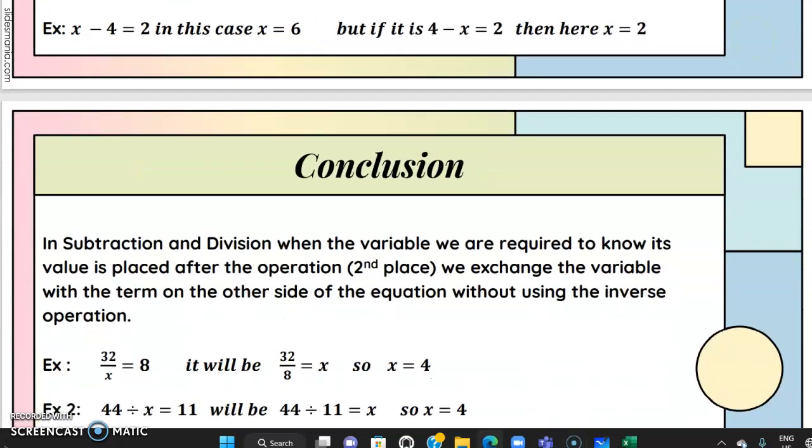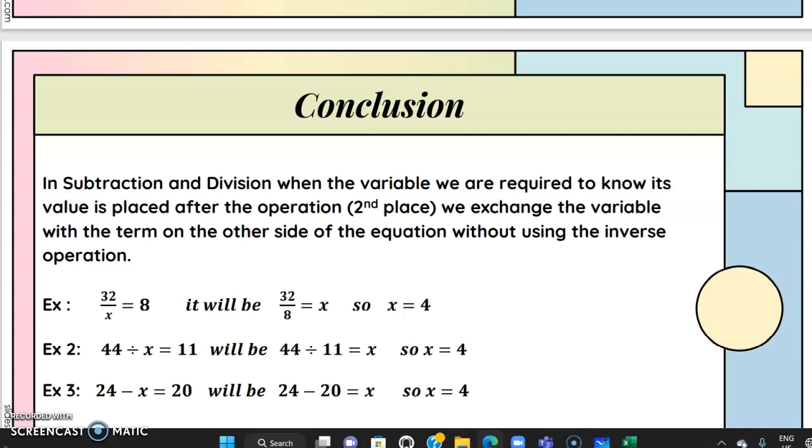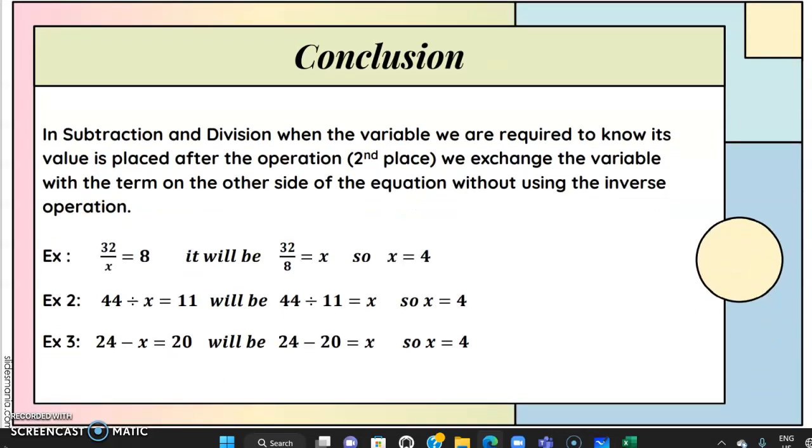So the conclusion is that in subtraction and division, when the variable we are required to find is placed after the operation in the second place, we exchange the variable with the term on the other side of the equation without using the inverse operation. Like here, 32 over x, x is coming in the second place, equals 8. I just changed the x place with the 8 place. I exchanged places and kept everything as is. So now 32 over 8 equals x. x equals what? 32 divided by 8 equals 4.